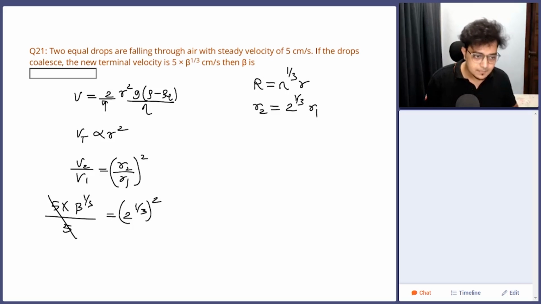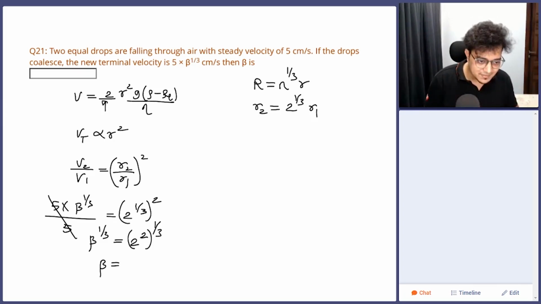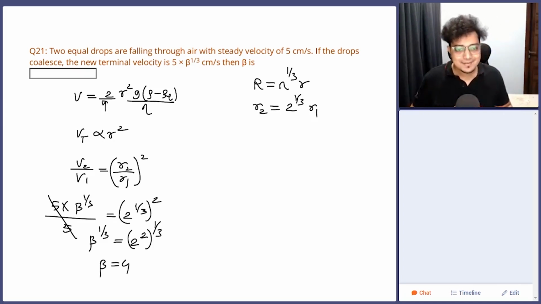So 5 I cancel. Okay, so beta raised to 1 by 3, and this power we can exchange, 2 raised to 2 raised to 1 by 3, right? Properties of indices, laws of indices. So 2 raised to 2 is 4, and that gives us beta equal to 4. Clear? This is from volume conservation. Total initial volume equal to total final volume.